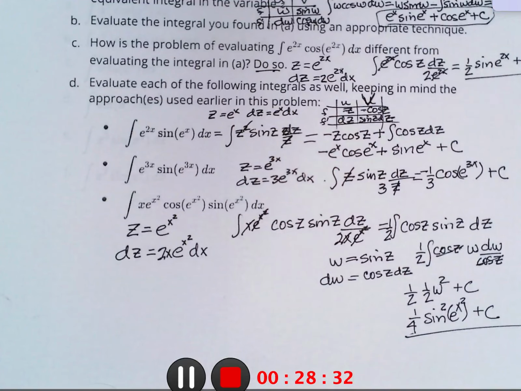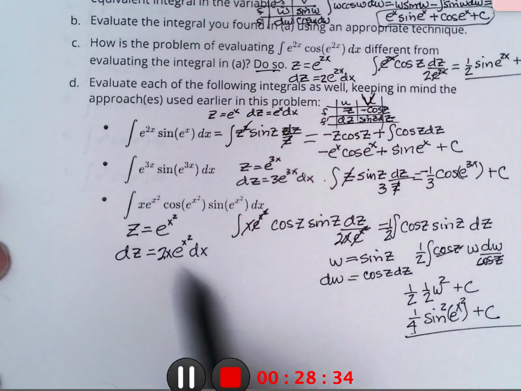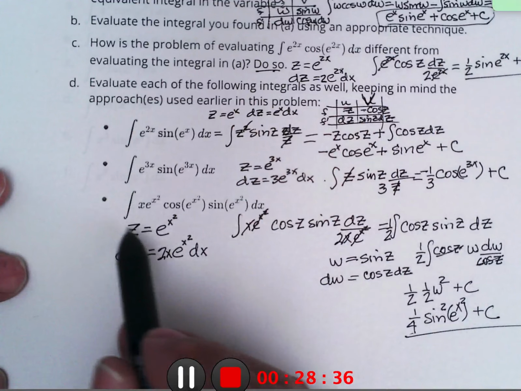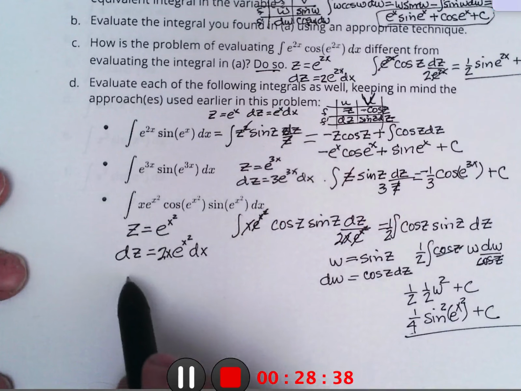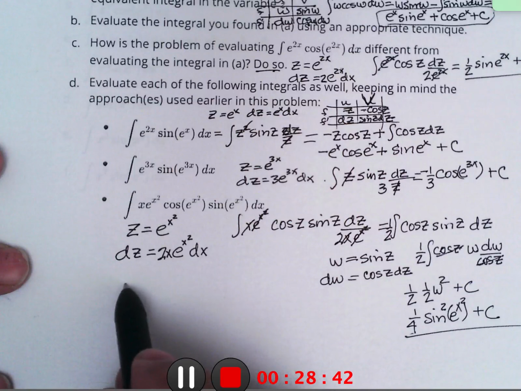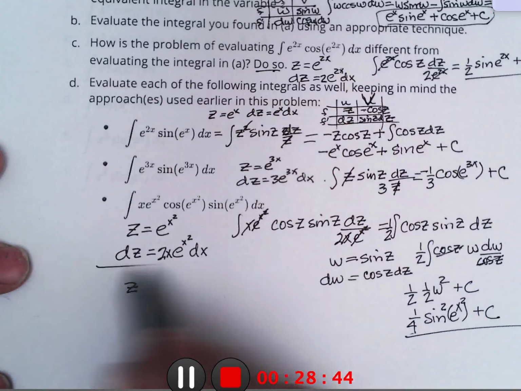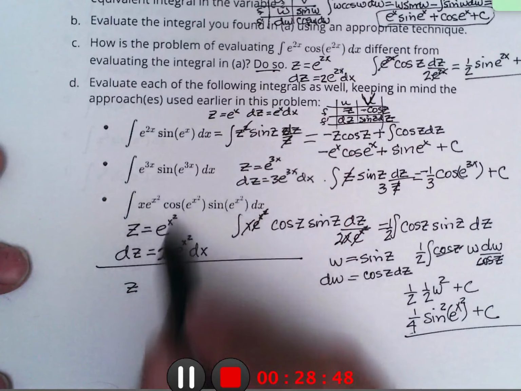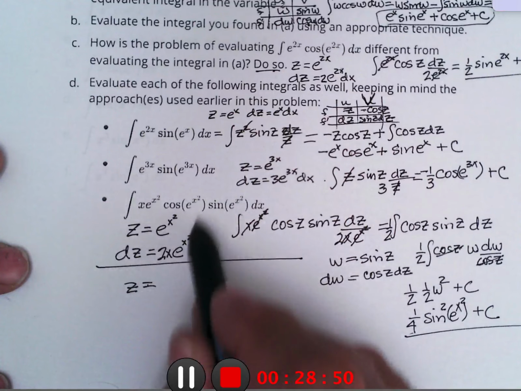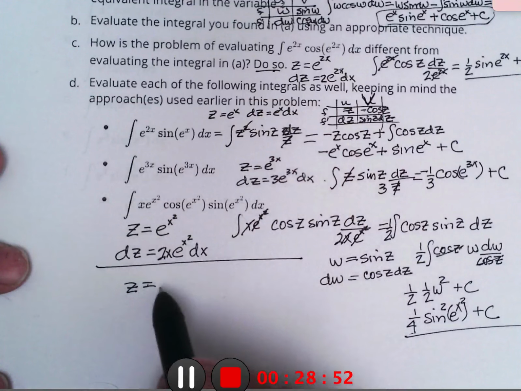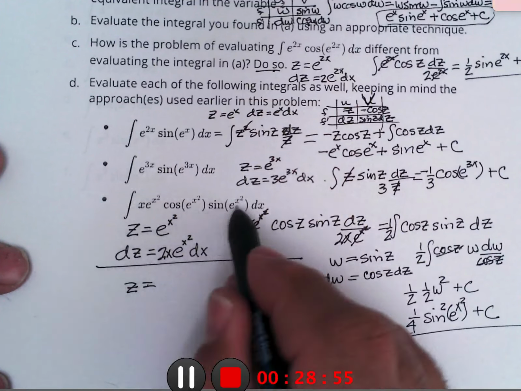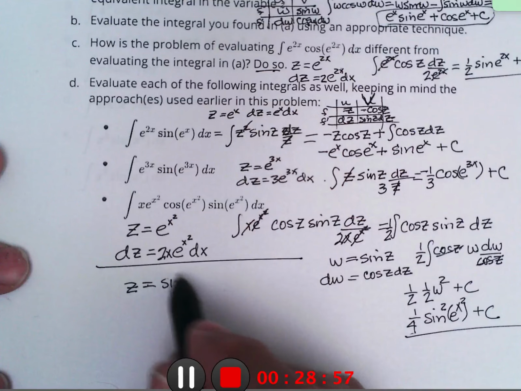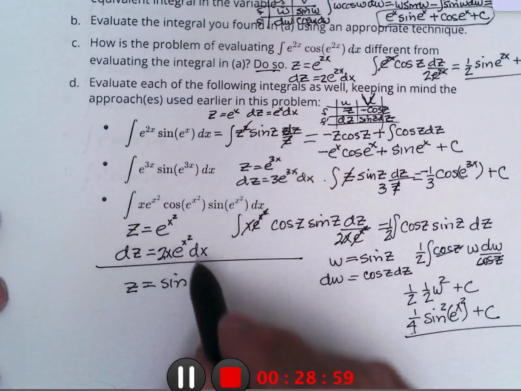Now, this problem could have been done also by doing just one substitution. If we would have let z originally be, let's say, either sine of this or cosine of this, it doesn't really matter, but I'll make it be the sine, since it's a little easier to do the derivative of sine than cosine. You don't get a negative.